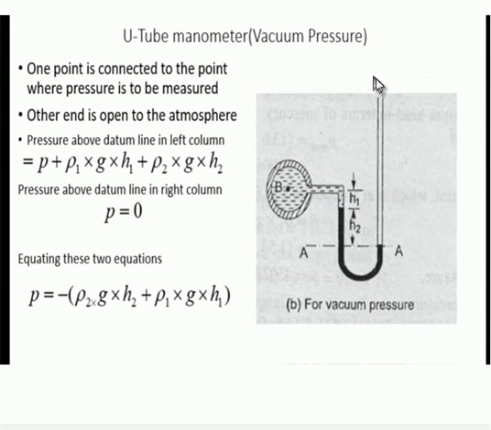If the atmospheric pressure is more than this fluid pressure, then we find the vacuum pressure, because the atmospheric pressure will push this column and it will go down.